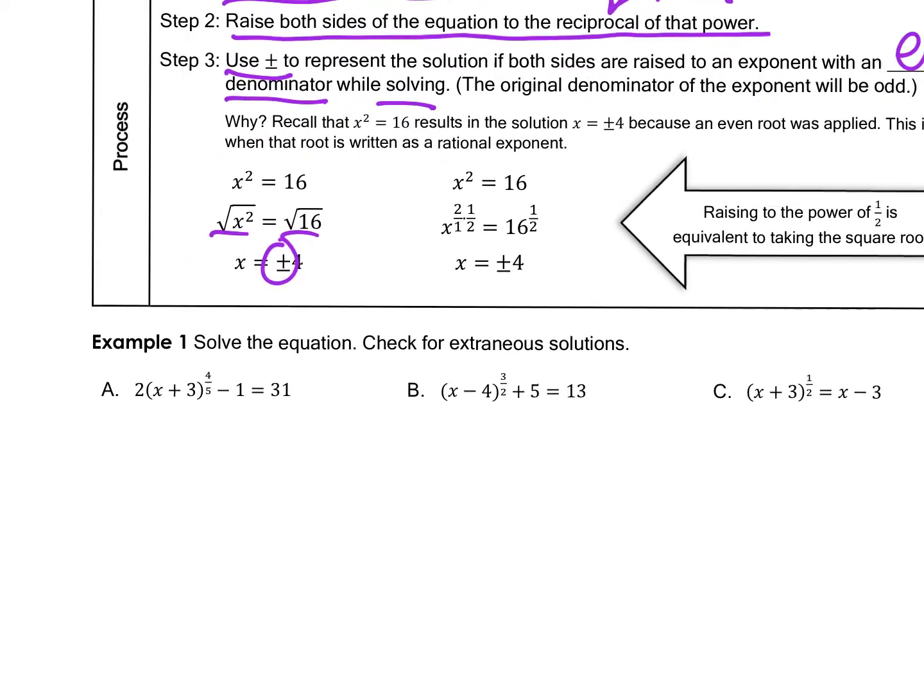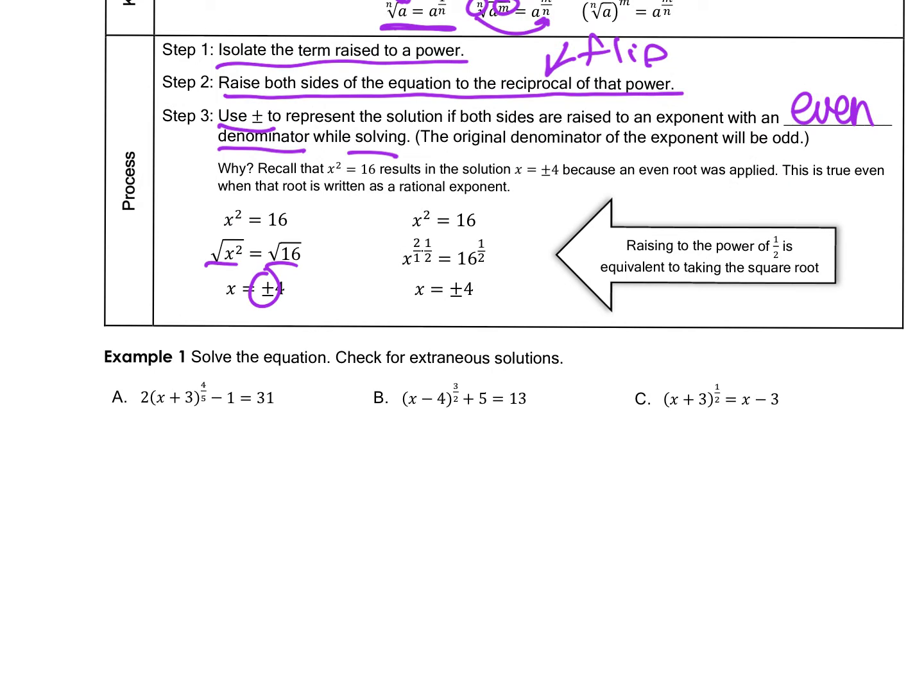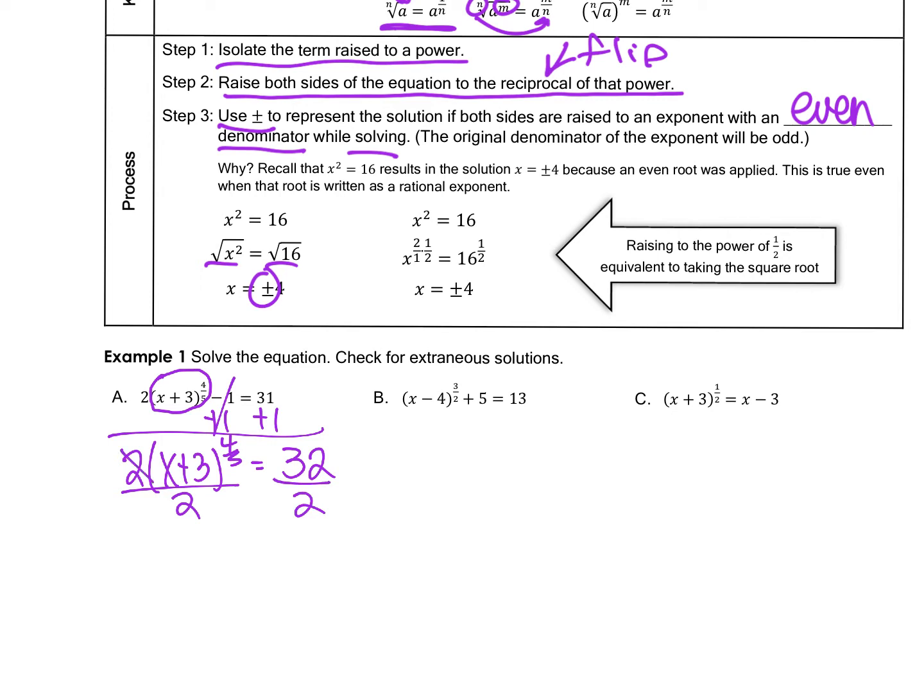So first step, just like the radical term, I like to circle whatever is raised to the rational exponent. Don't circle anything that's not. So first step is to isolate it. So I need to add 1 to both sides first. And then I divide by 2. I don't distribute the 2.